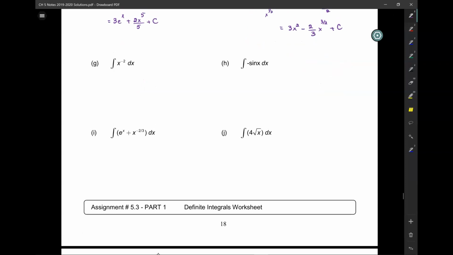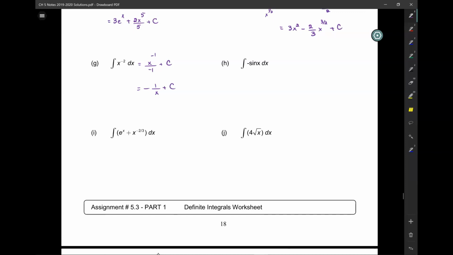Okay, here, same deal. This is going to be x to the minus 1 over minus 1 plus c. So something divided by negative 1 is just negative. And x to the minus 1 is 1 over x plus c.